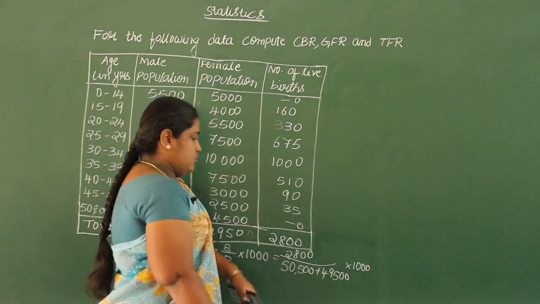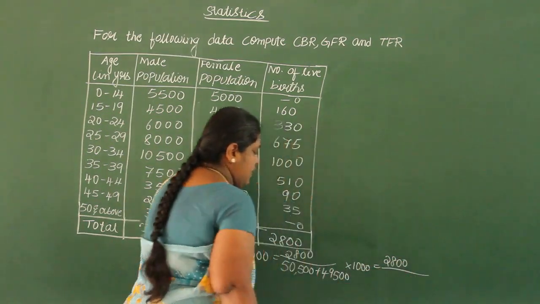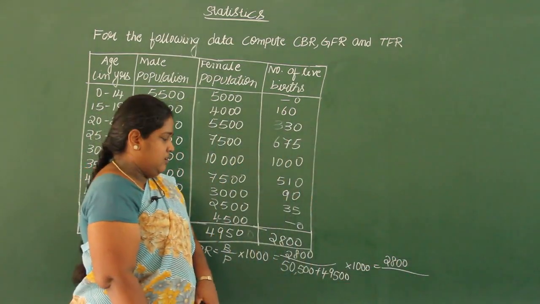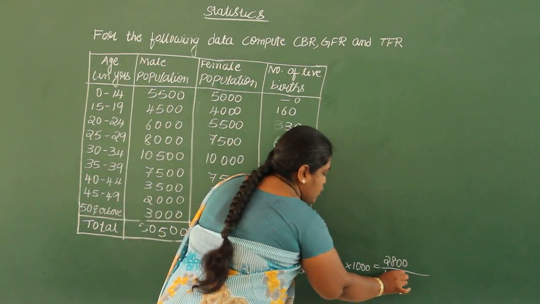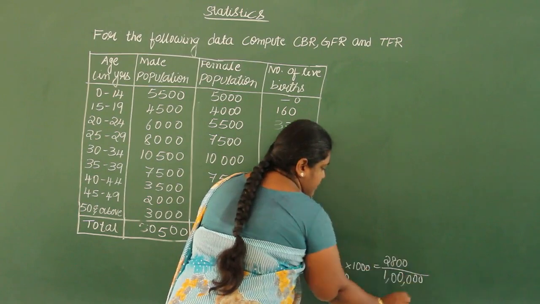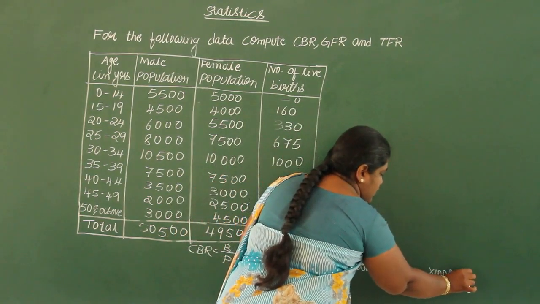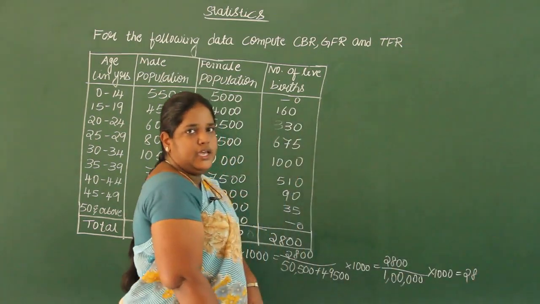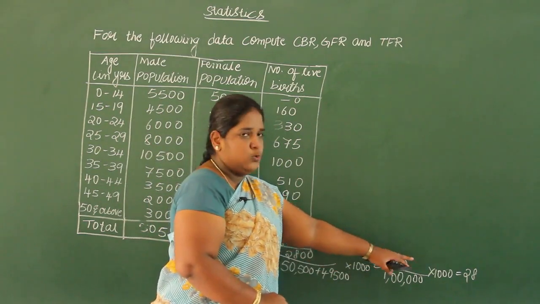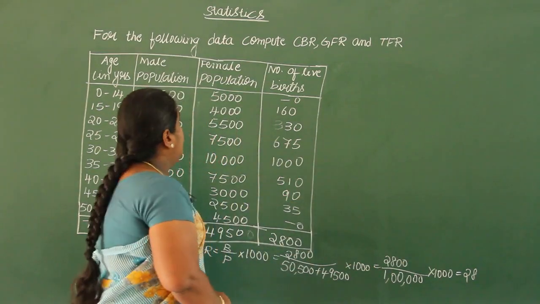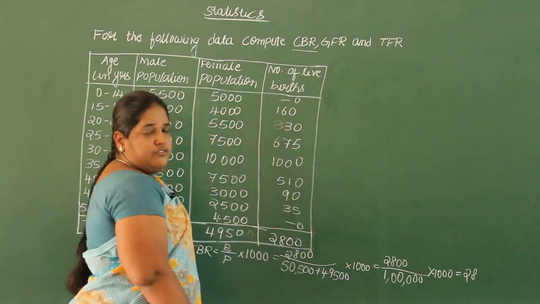So 2,800 you have to write as it is, divided by 50,500 plus 49,500. The sum will be equal to 1 lakh, into 1000. Simplify this using the calculator. We'll get the value as 28. So 2,800 divided by 1 lakh into 1000, you'll get 28. So first we have now done CBR. Next we have to do GFR.